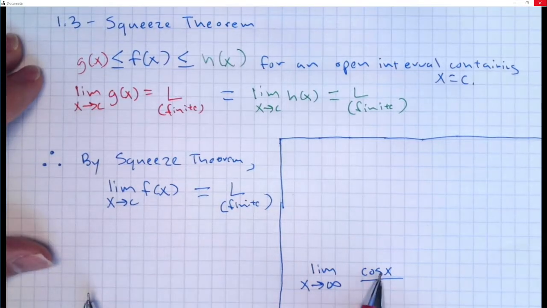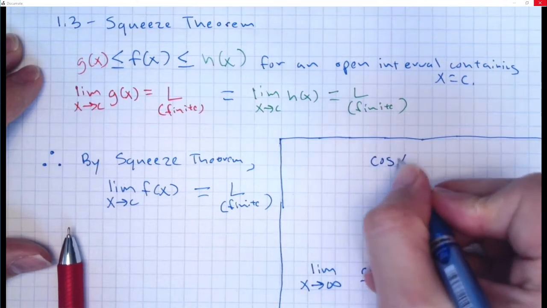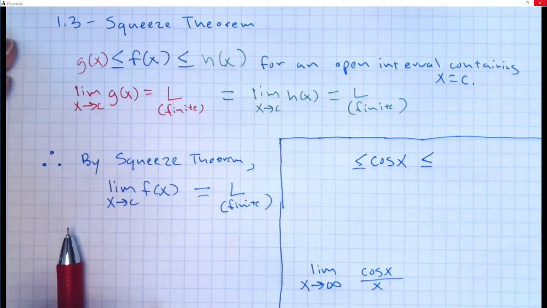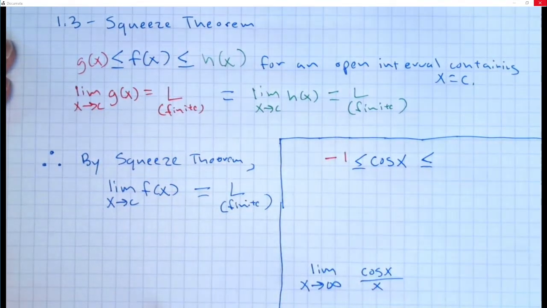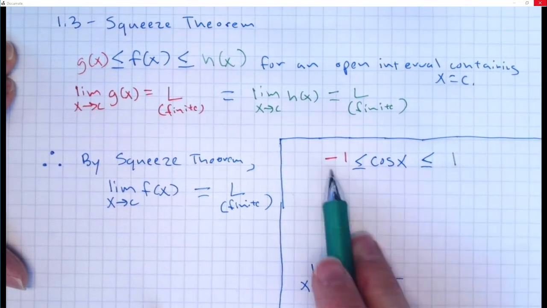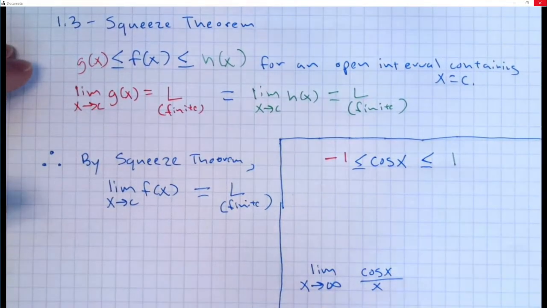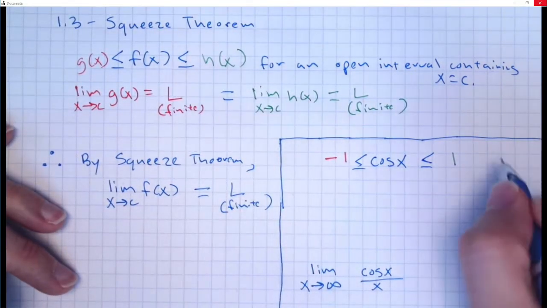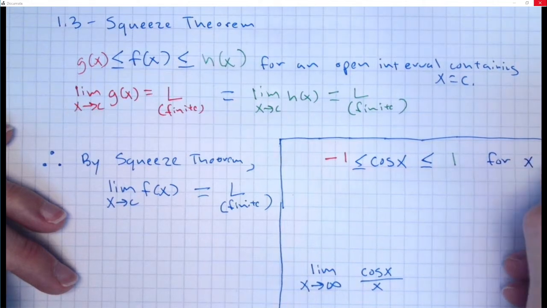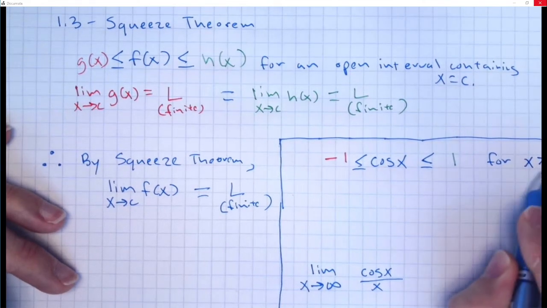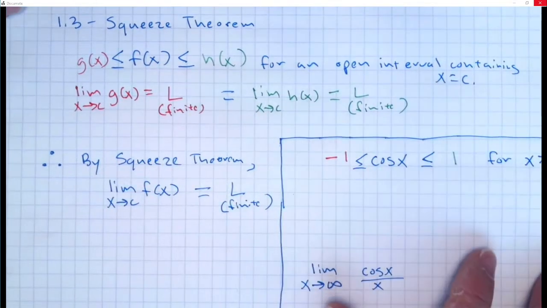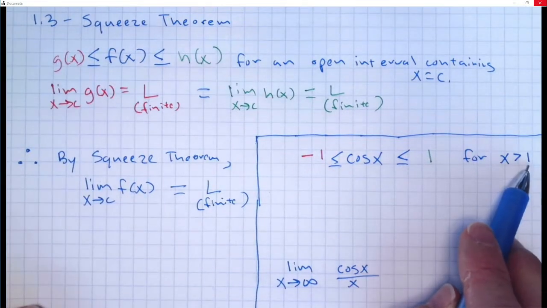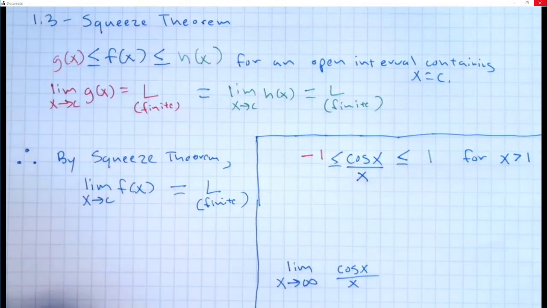Well, cosine x is always greater than or equal to -1 and always less than or equal to 1. You can graph cosine and see that. And obviously, if I only consider x's that are greater than 1, let's just worry about x's greater than 1. Pull this over just a little bit. If we only consider x's greater than 1, you probably could accept this as well.